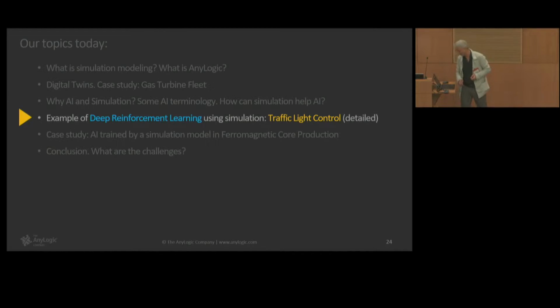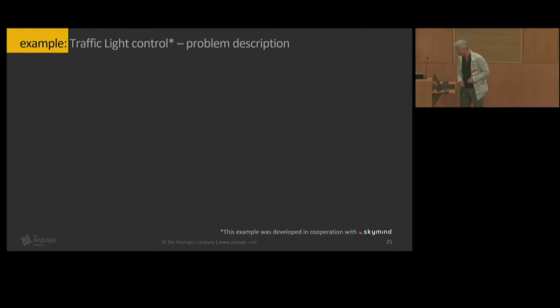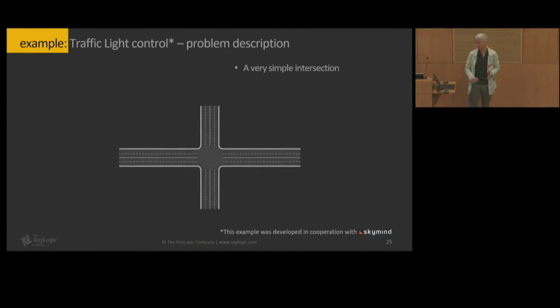All right, now a very simple example, and the goal is to explain in a very detailed way how we can train artificial intelligence with the help of a simulation model. So, traffic light control. You have a very simple intersection like this.